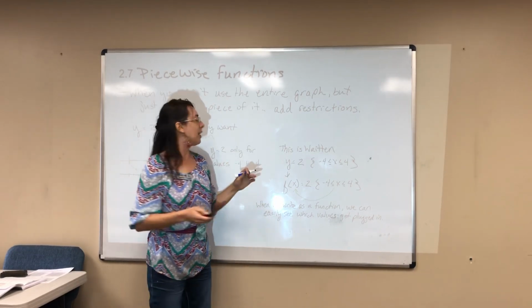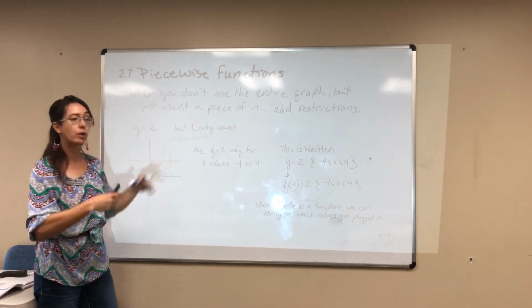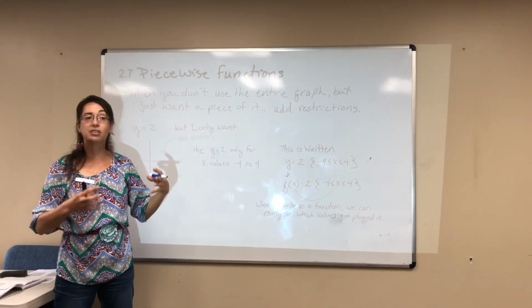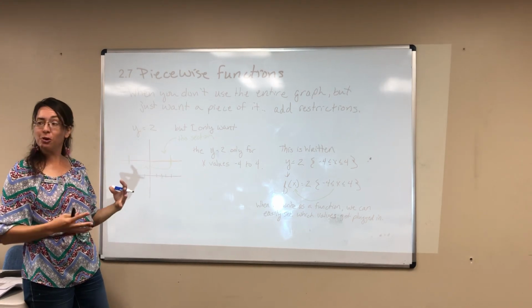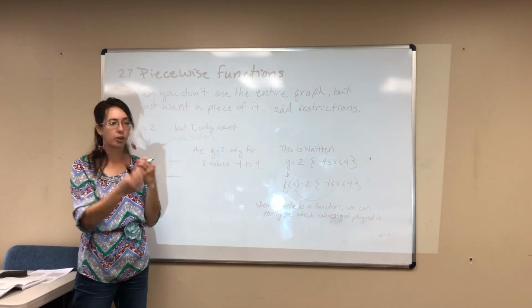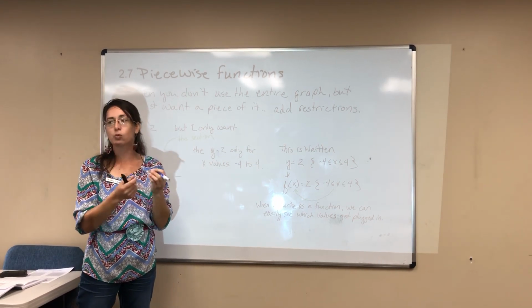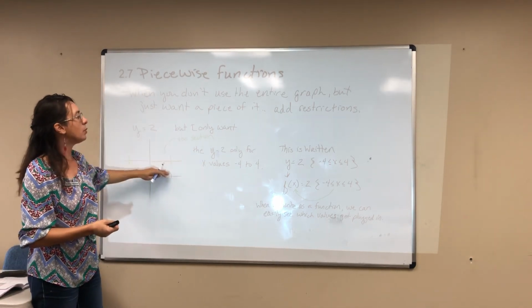Right? So with piecewise functions, we're not going to use the whole graph. We're going to put restrictions on it. It's written a certain way. Okay? So we will look through the restrictions. Again, we're learning a little bit of vocabulary, and a little bit of how you actually have to read the instructions for it. But we're only wanting a certain section.